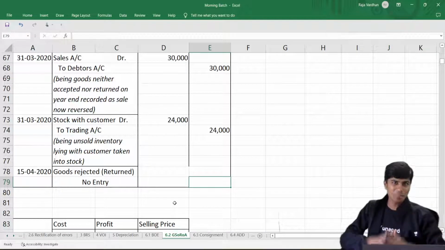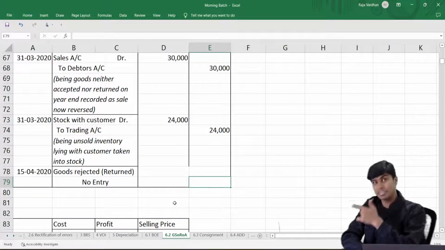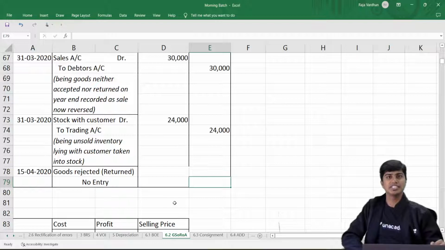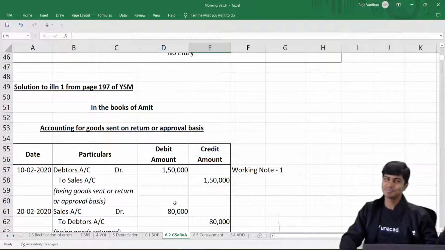We don't have to pass any separate entry because the goods have been returned back to us. If in case the goods were accepted, then we would have written a fresh sales entry. And this, my friends, is the solution to question number one.